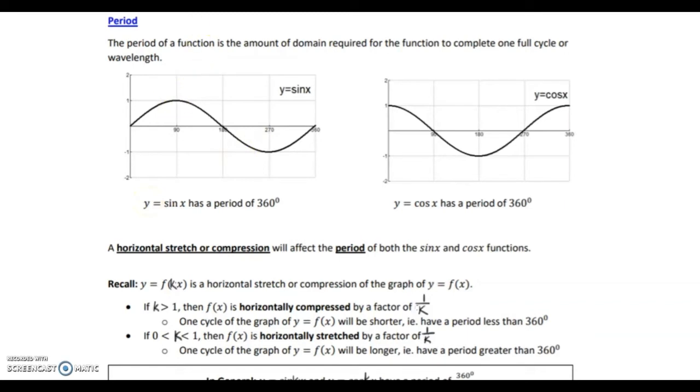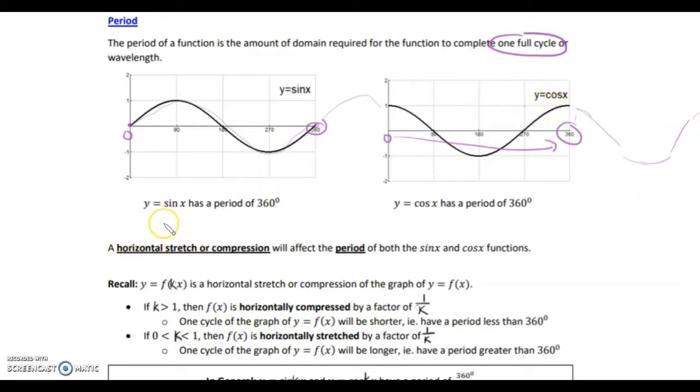Okay, so when we talk about period, the period of a function is the amount of domain required for the function to complete one full cycle, or one wavelength. So for the base sine and cosine functions, the originals go from 0 to 360, and then that would be 0 to 360 again, and that would be one period. Okay, so sine x has the period of 360. At 360, it's going to repeat itself. Cos x also has the period of 360. And again, at 360, cos x is going to start to repeat itself.